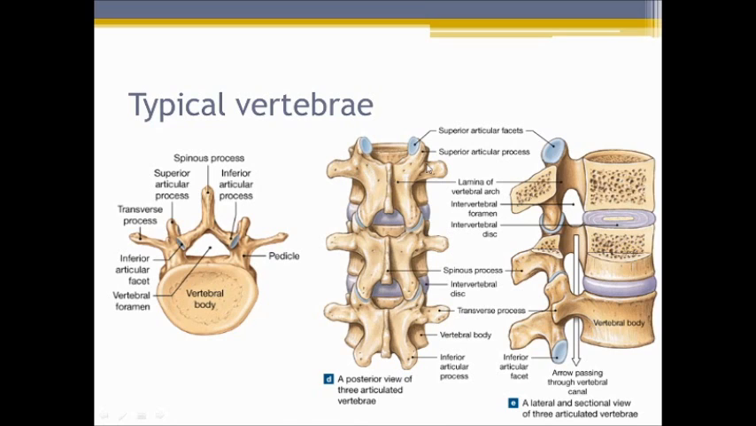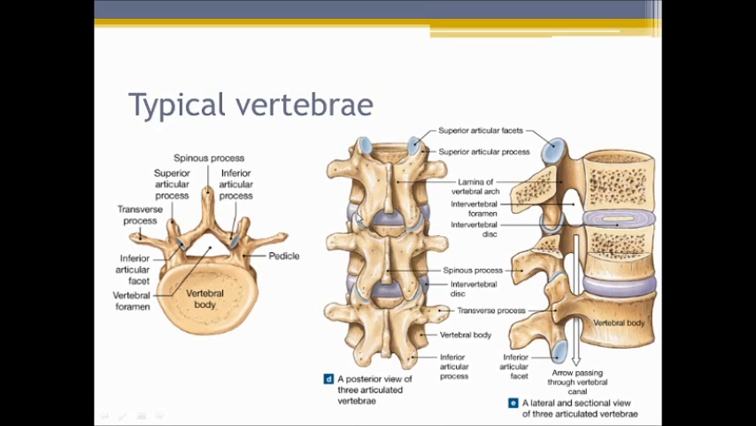So this is showing how these vertebrae connect to each other. You can see the facets here. So this is an inferior articular process with a superior articular process. So inferior of this vertebrae with the superior of this vertebrae, and that's how they connect.